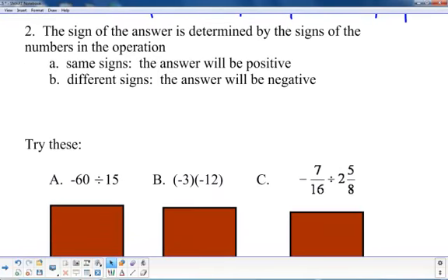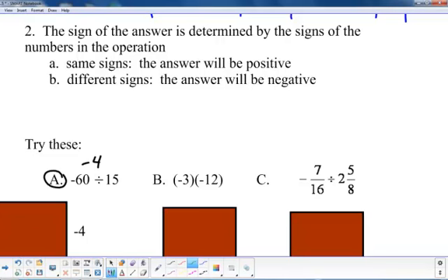All right, so when you're multiplying and dividing, if it's all positive, it's positive. If it's all negative, it's positive, because a negative times a negative is a positive. And if it's one positive and one negative, then it's negative, because a negative times a positive is a negative. So, negative 60 divided by 15, what do you think that is? It's negative 4.